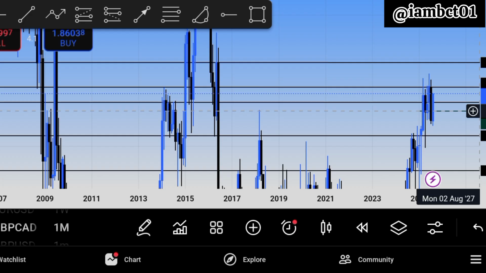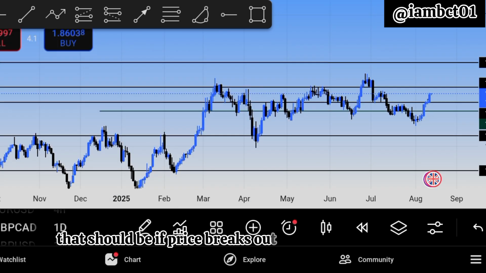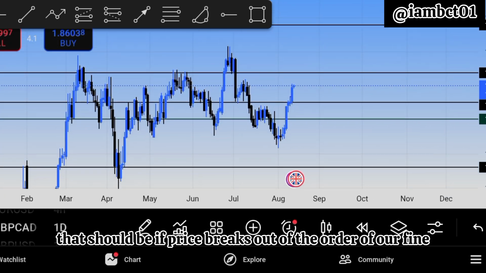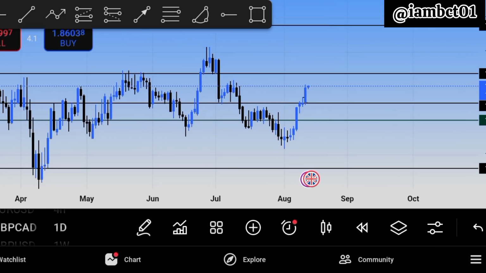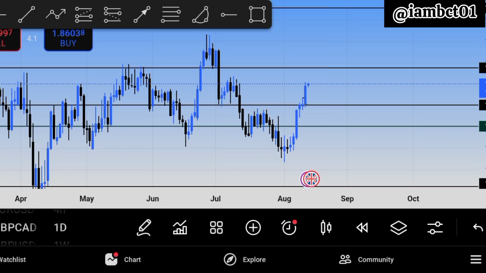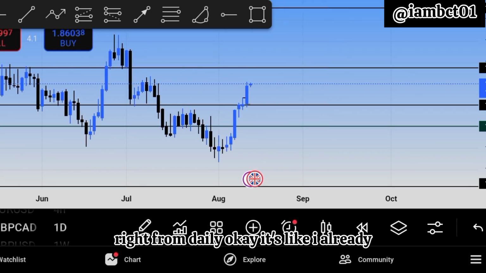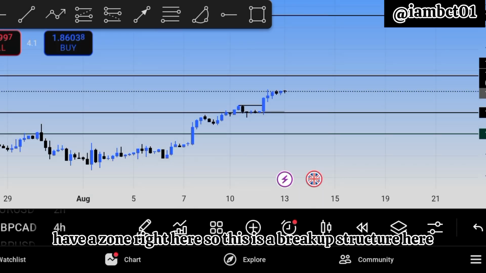Yes, there is something in this zone, but that should be if price breaks out of the order of our friend. So this is what we are expecting right from daily. It's like I already have a zone right here. So this is a break of structure here.